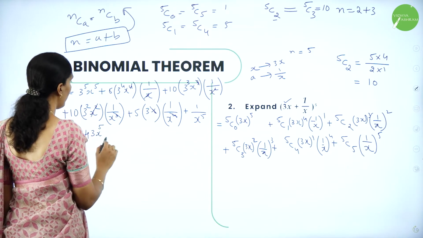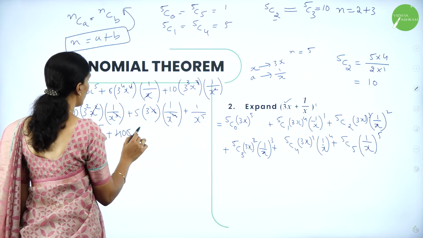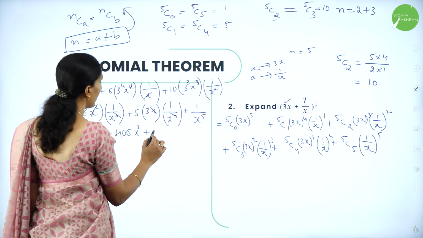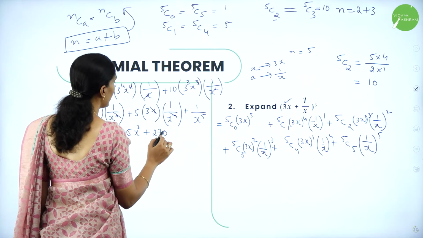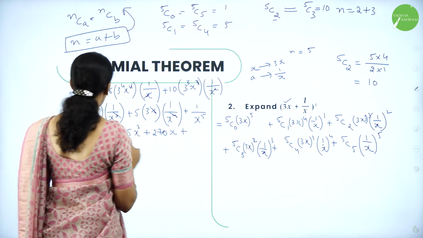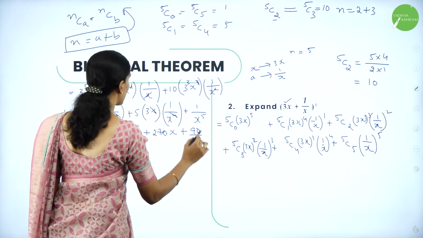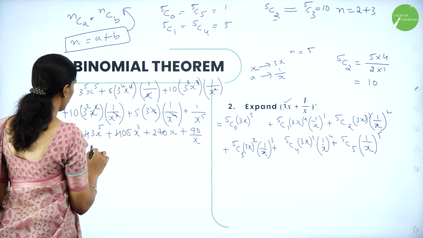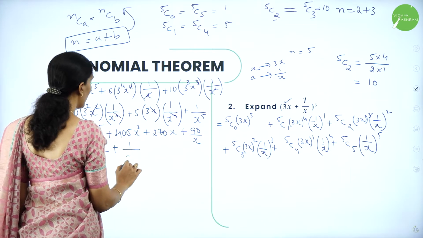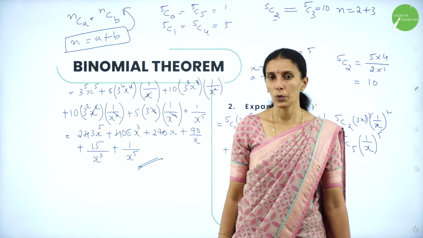243 x power 5 plus. So 3 power 4 is 81. 81 into 5 is 405. x cube is remaining there. Next, 10, 3 cube is 27 into 10, 270. So x square cancels, so remaining is x. Then here we are left with 3 square, 9, 9 tens are 90, and in the denominator you have x. Then again you have 15, and in the denominator you have x cube. Finally, we have 1/x power 5. So this is the expansion of (3x + 1/x) whole power 5.